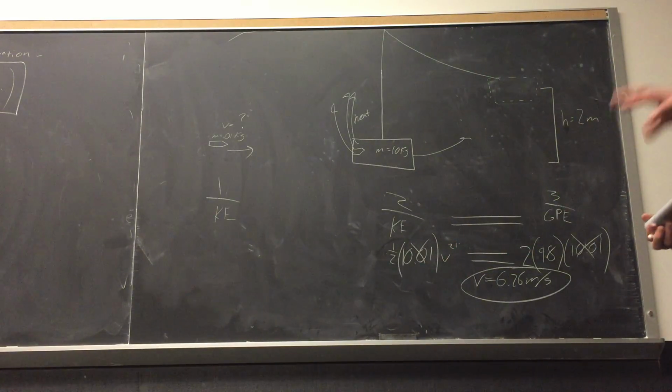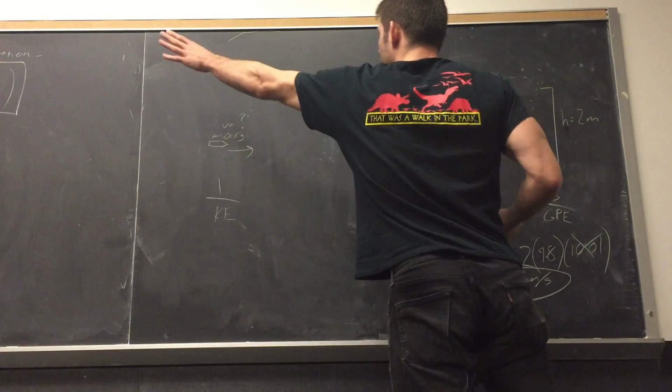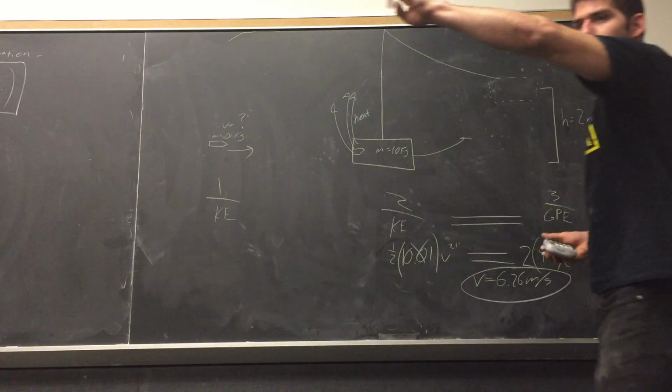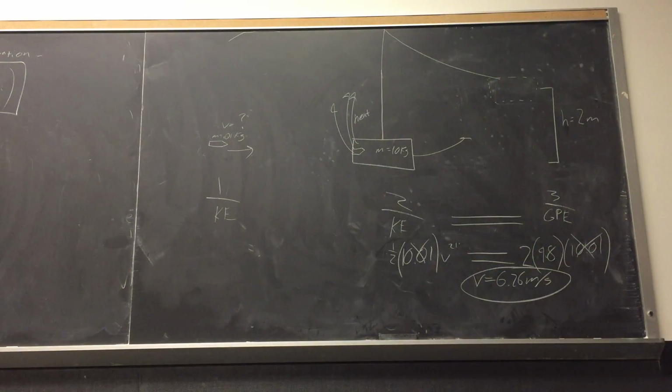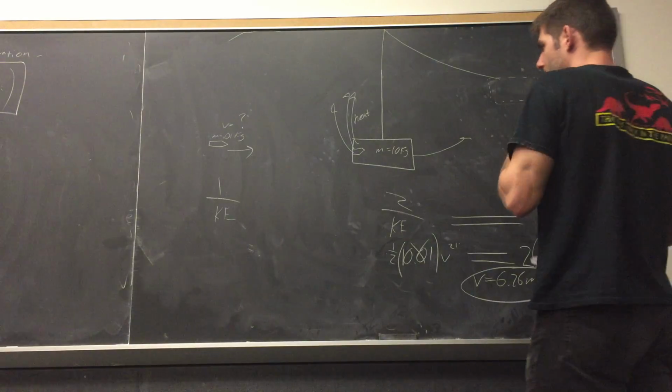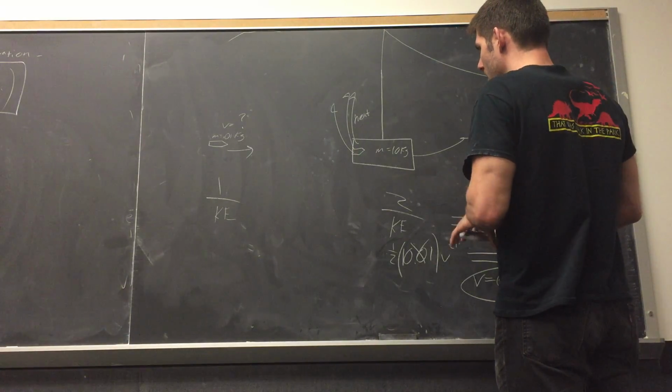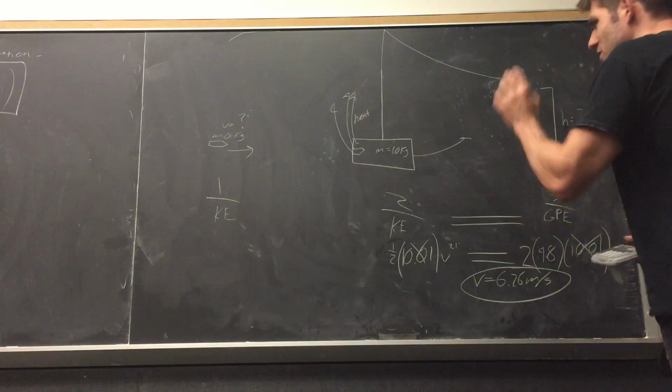Now, they easily could have asked this question differently. Maybe the bullet ricocheted off. That doesn't necessarily mean it's elastic, but we don't know if it's elastic or not if it ricochets off. It's definitely inelastic if they stick together. Okay, so they just happened to stick together.